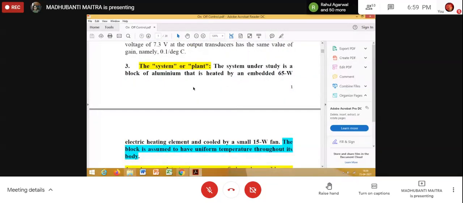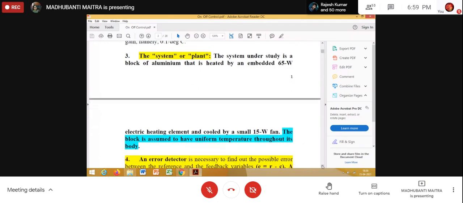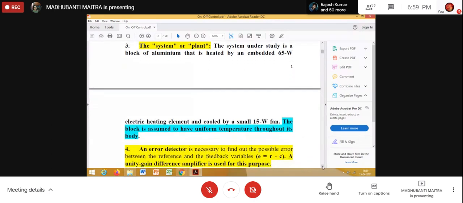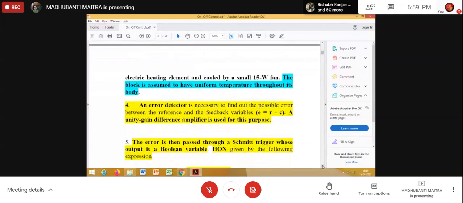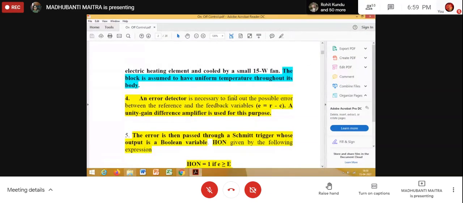So now we have seen that the plant is a block of aluminium, and for heating purposes we are using a soldering iron. For cooling we are using a fan. An error detector that we have discussed is necessary to find out the possible error between the reference and the feedback variables. So R is the reference input, C is the control output.